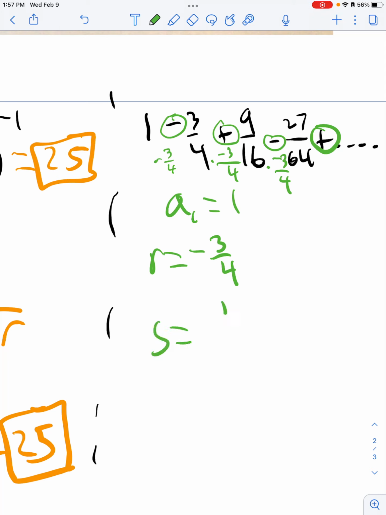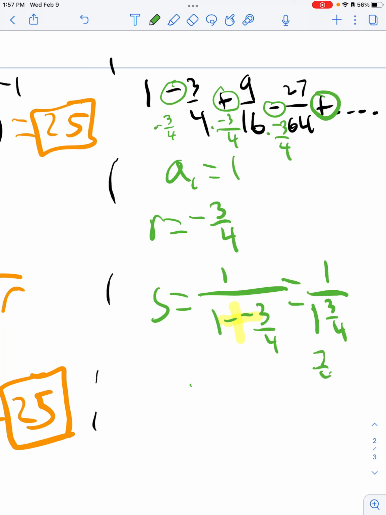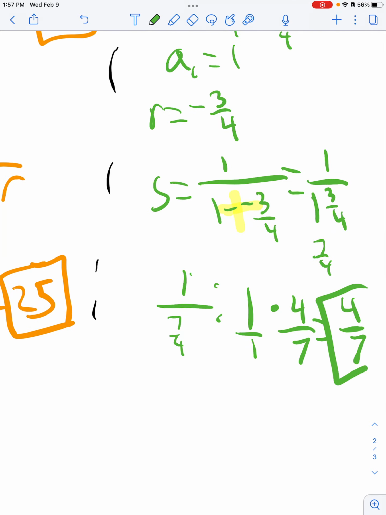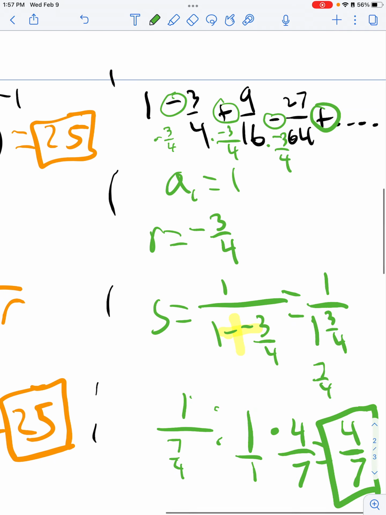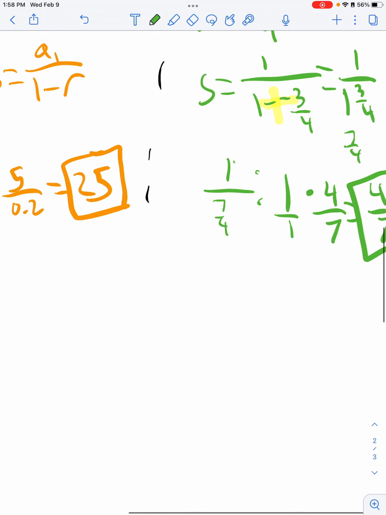Keep going. So again, as I plug it into my equation, I have 1 over 1 minus negative 3/4. Again, minus a negative is really like adding. They cancel each other out. So this is 1 over 1 3/4, or 1.75. Let's call this 7 over 4. So if I do 1 divided by 7 over 4, I need to keep, change, and flip. So I get a final answer of 4/7. So the sum of this series is 4/7.